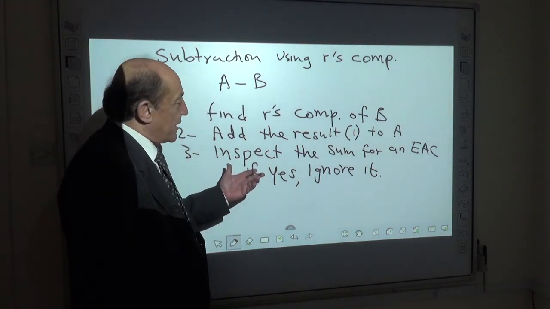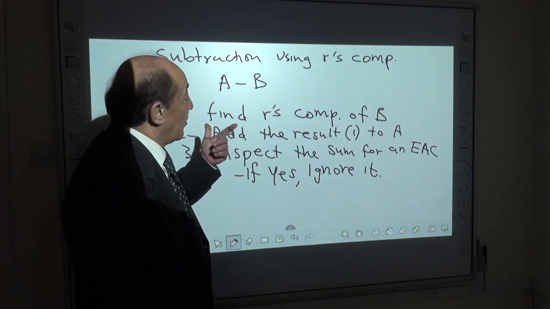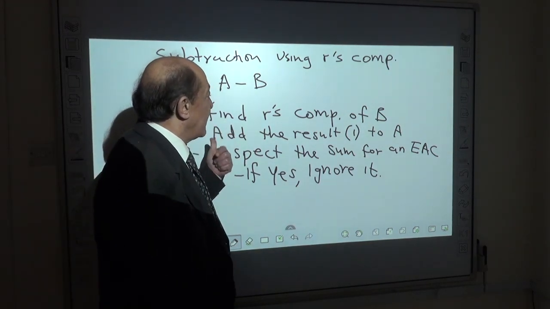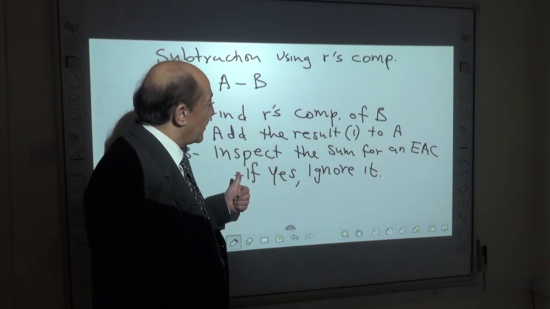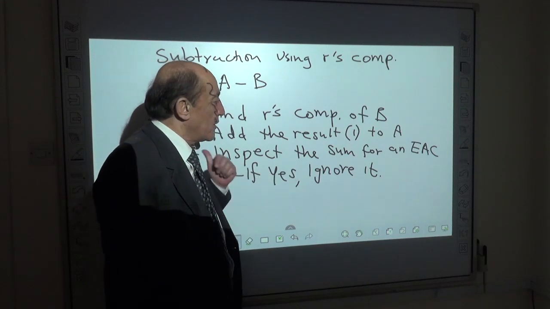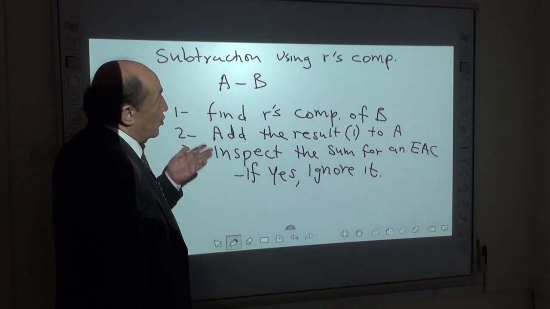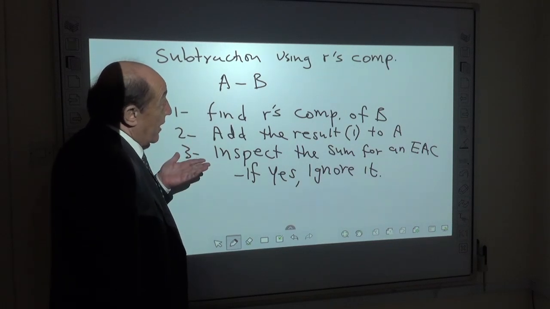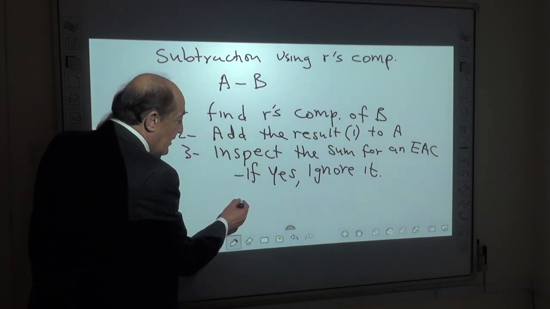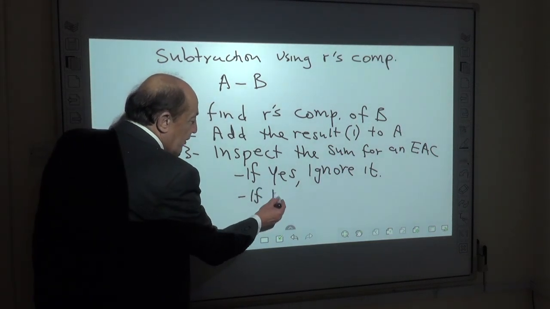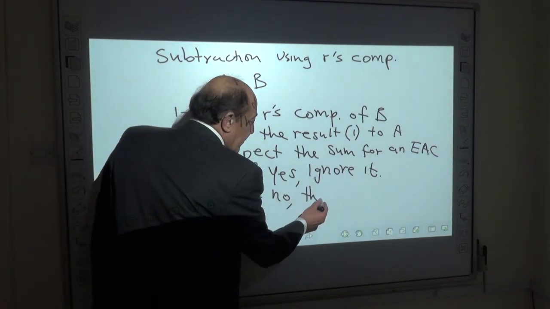Here we save one step. In the r minus 1's complement, we have to add the end-around carry to the least significant digit to obtain the correct result. But here we do not need to do that. So this is one advantage of using r's complement over r minus 1's complement. If there is no end-around carry, then the result is negative.